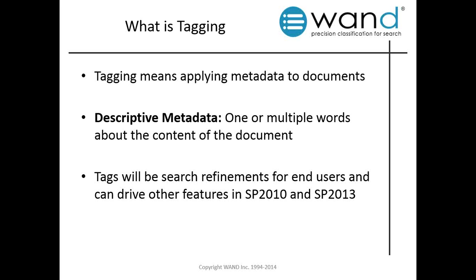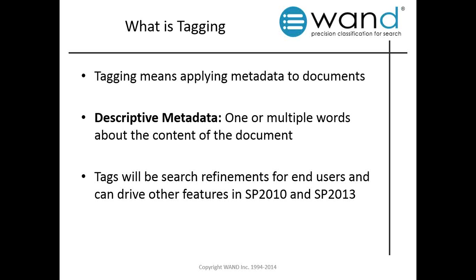So what we're talking about today is really the second category of metadata, which I would call descriptive metadata. And that's one or multiple words about the content of the document. What customer is this about? What business process is this about? Is this a paid time off form? Is it a W-2 form? These are the types of metadata that are driven by the taxonomy, and that when tagged to a document really speaks to the aboutness of a document. What's the content of this document? And that's what people need to be able to do effective search.